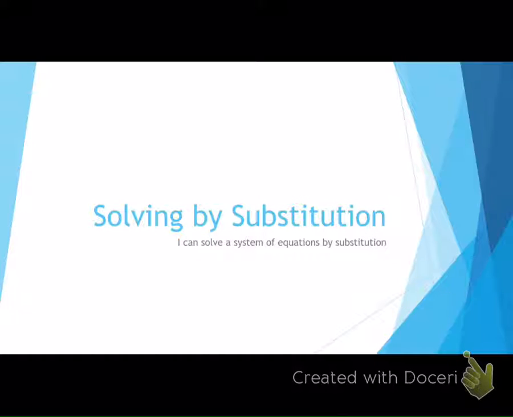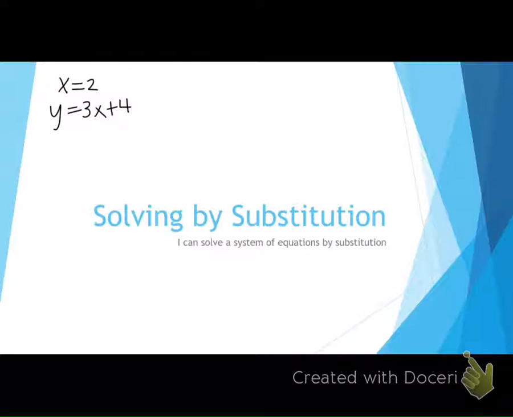Today we are going to solve by substitution. Just a reminder, if I gave you something like this, how would you use substitution to figure out what y is? Riley? I would just replace the x with 2. So you would replace the x with the number 2, and you would get 10, right?